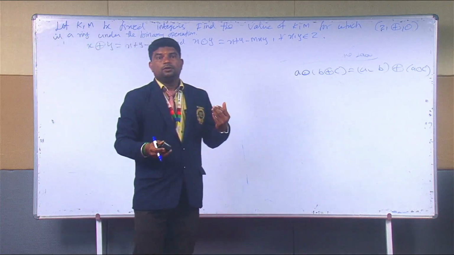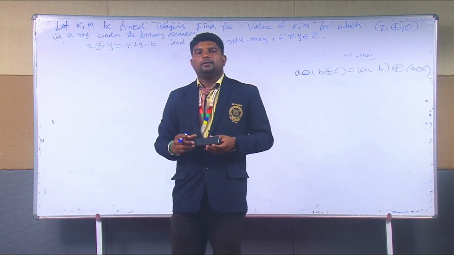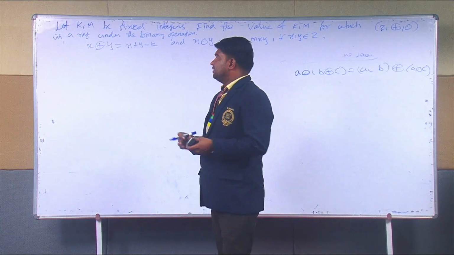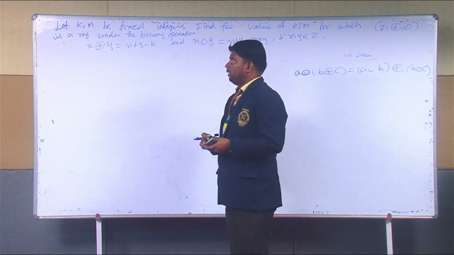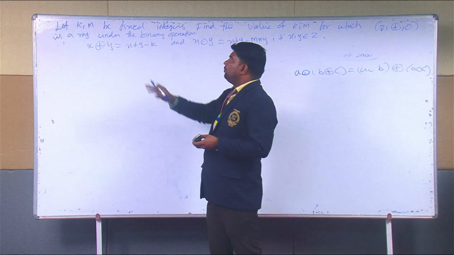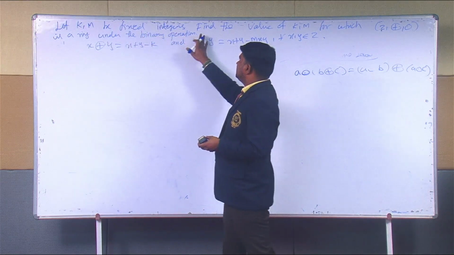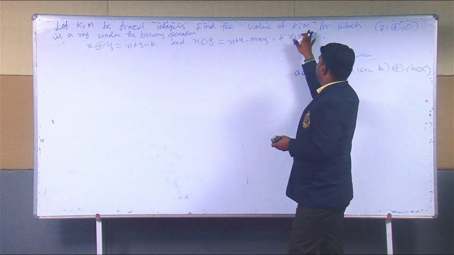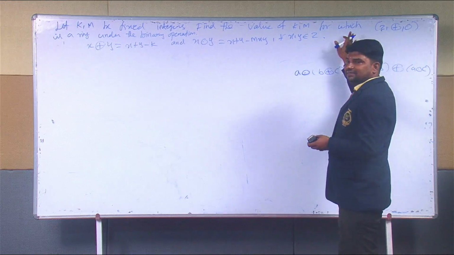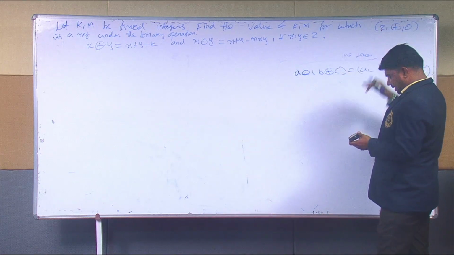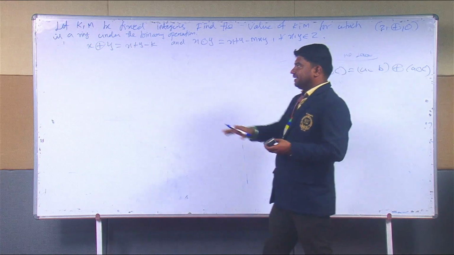Okay. So next we move to the third problem. The third problem is a different one. Let k and m be fixed integers. Find the values of k and m for which Z comma addition modulo multiplication modulo is a ring.